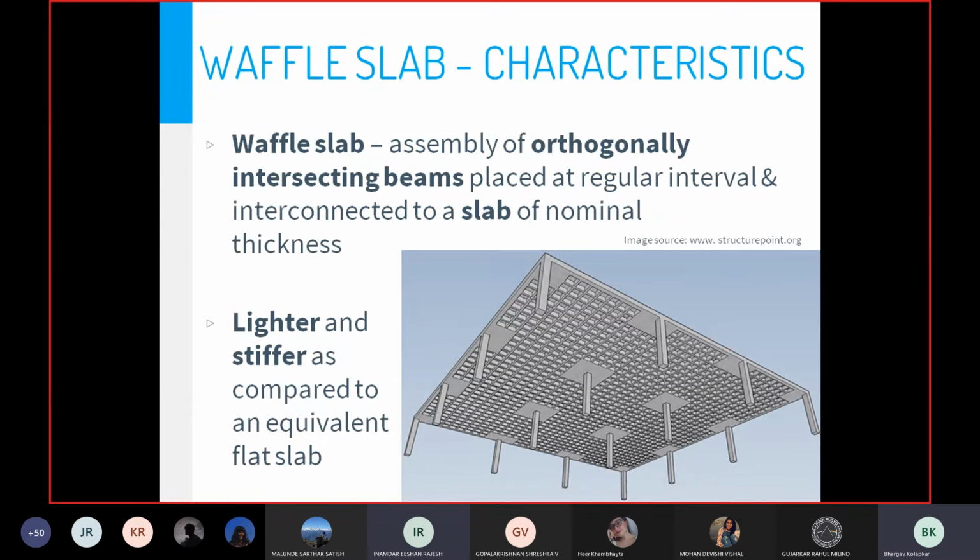The entire point of providing a waffle slab is to get rid of bigger beams. So you just have to have adequate shear strength at the support, and for that, if you have a plain section around the column and then a waffle slab all around, I think that should suffice. Okay. All right. Thank you.